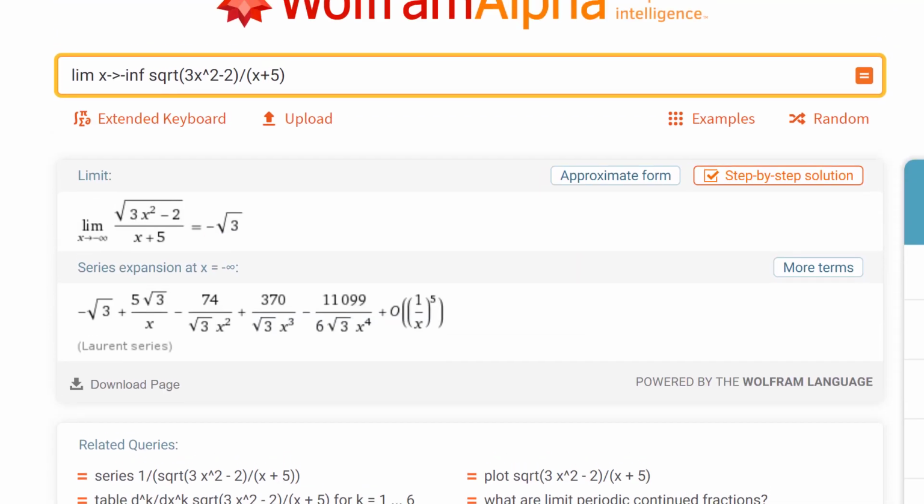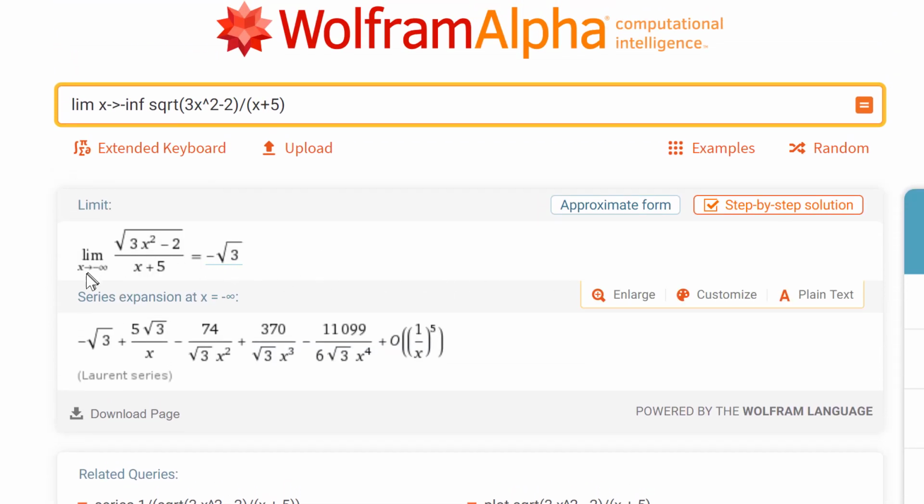So it looks like I typed it in, x approaches negative infinity, and the result is negative root 3. So we verified the answer. Very good.